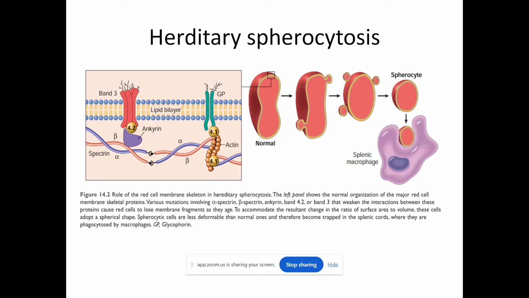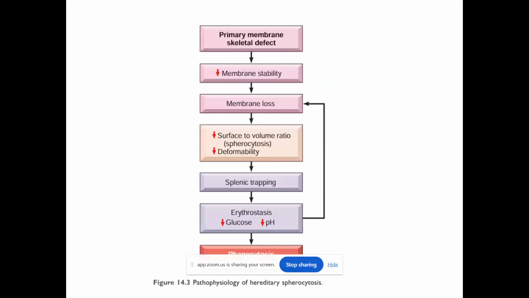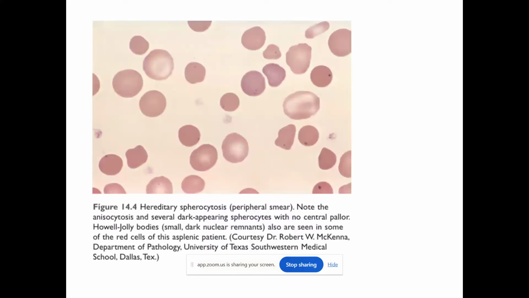So the normal disc-shaped RBCs, due to the progressive loss of membrane, attain a spherocytic shape. Due to this spherocytic shape, when they enter the reticuloendothelial system, they will be hemolyzed there. Extravascular hemolysis in the spleen will be occurring there. So this membrane defect produces the loss of membrane with splenic trapping and phagocytosis. This is the extravascular phagocytosis.